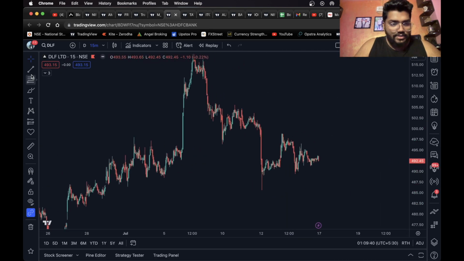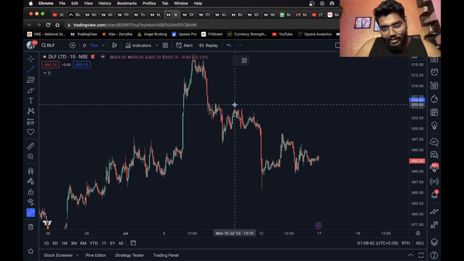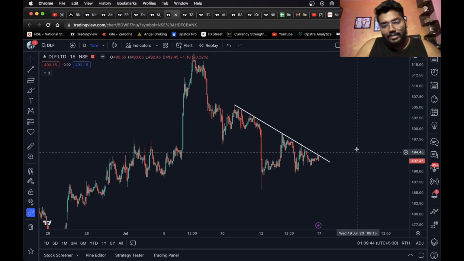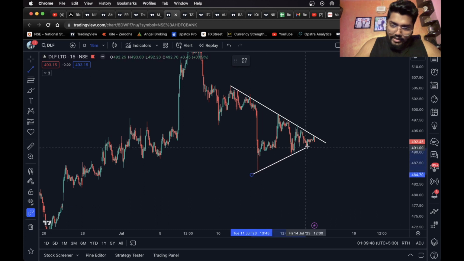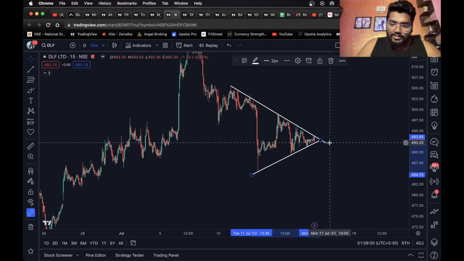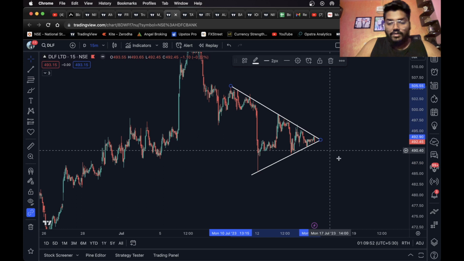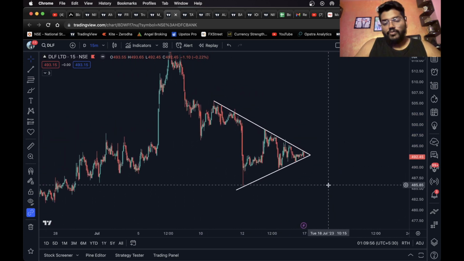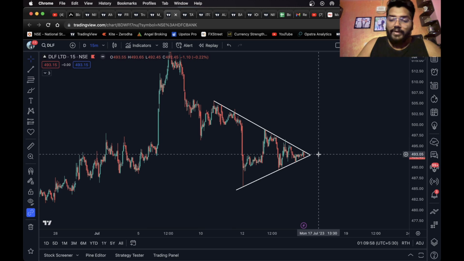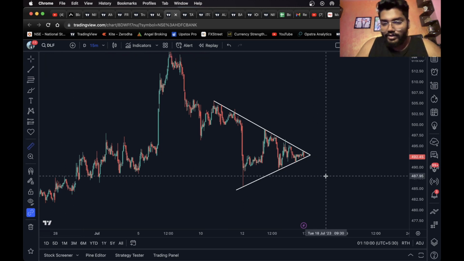Okay, moving on to the next one, we have DLF over here. This is the 15 minutes time frame. Beautiful trend line, right? We have a beautiful trend line here, and what pattern is this? We all know this is a symmetrical triangle pattern, right? So we are going to wait for a breakout. Once it breaks out on either side, we can take an entry.